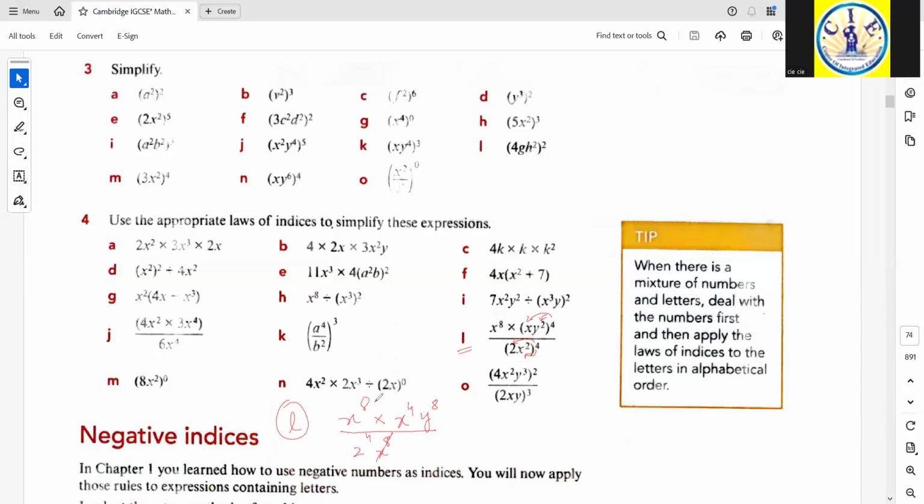Now first of all we can simplify them straightforwardly, and now we are left with x raised to power 4 y raised to the power 8 divided by 2 raised to the power 4, which is 16. That means 2 multiplied by itself 4 times. 2 twos are 4, 4 twos are 8, and then 8 twos are 16.